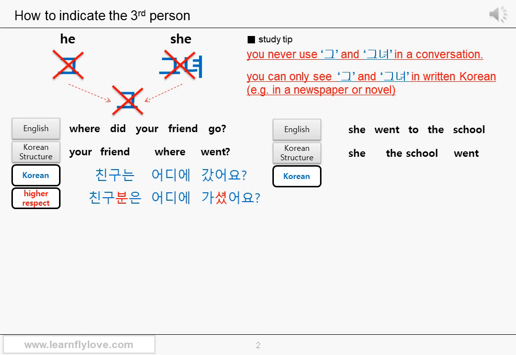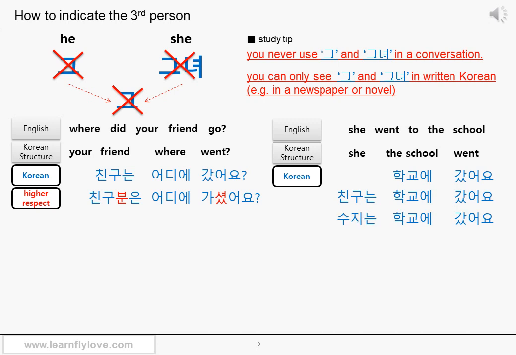First, you don't have to indicate the third person because you and the listener already know that you are talking about the speaker's friend. 학교에 갔어요. Without the subject is a perfect answer. Second, you can directly translate the third person using the very noun used previously by the other party. We use the noun 친구 here. So you can say 친구는 학교에 갔어요. Okay? These two are the best ways.